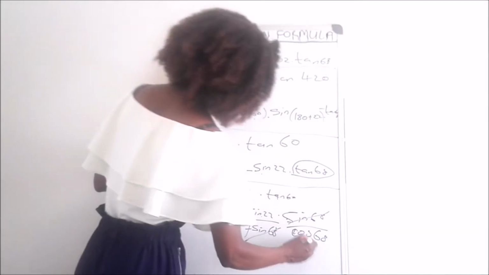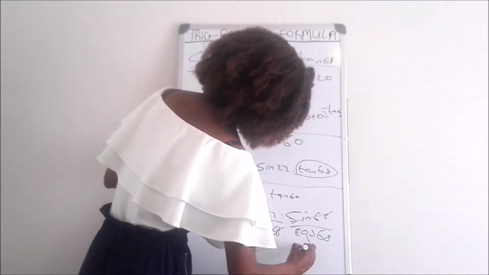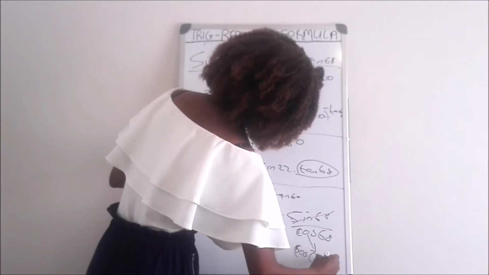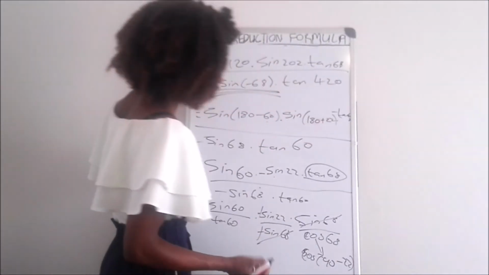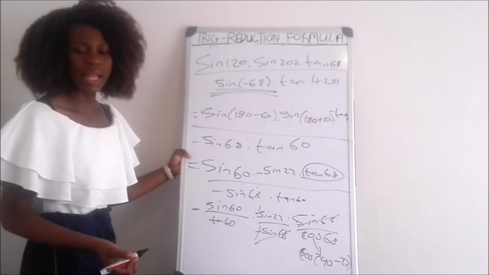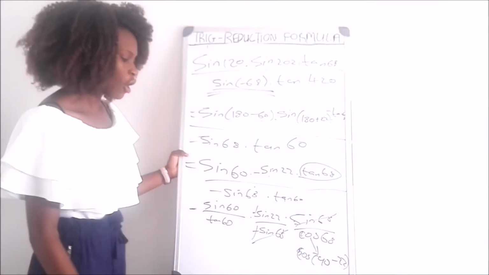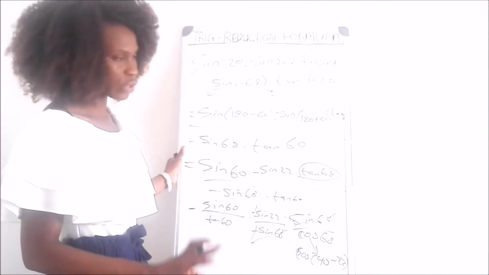Then we can change cos 68 to cos of 90 minus 22. Cos of 90 minus 22 is in the first quadrant, where all trigonometric ratios are positive.